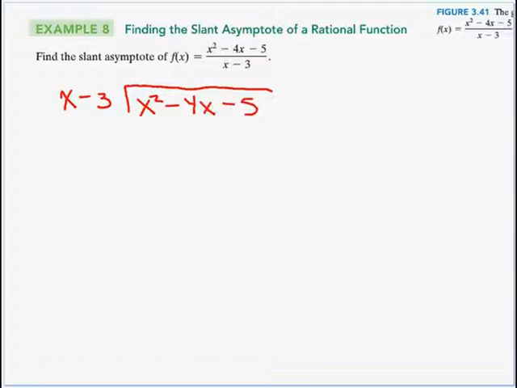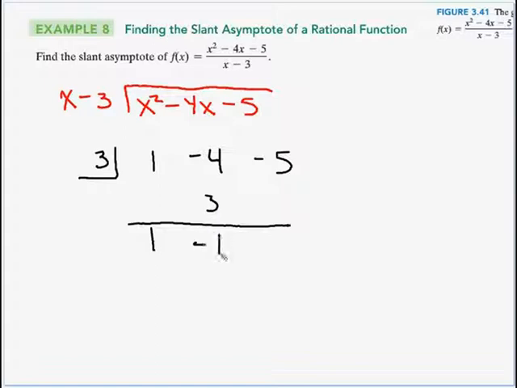And why do division that way when we can use a little synthetic? So I'm going to bring down my 3 and flip the sign. I'll bring down my leading coefficients. All powers of x are represented. Bring down my 1, multiply and add, and multiply and add.